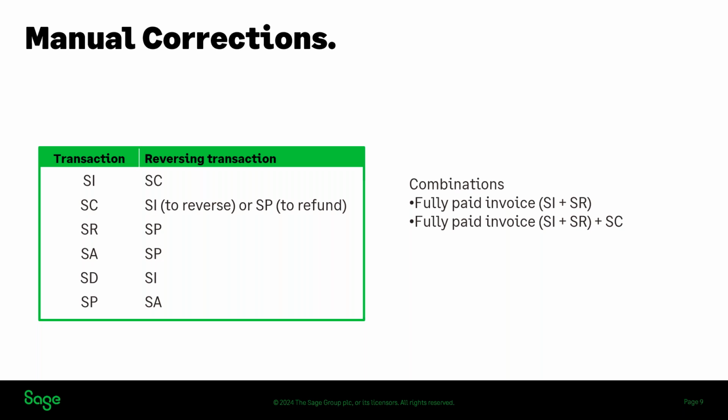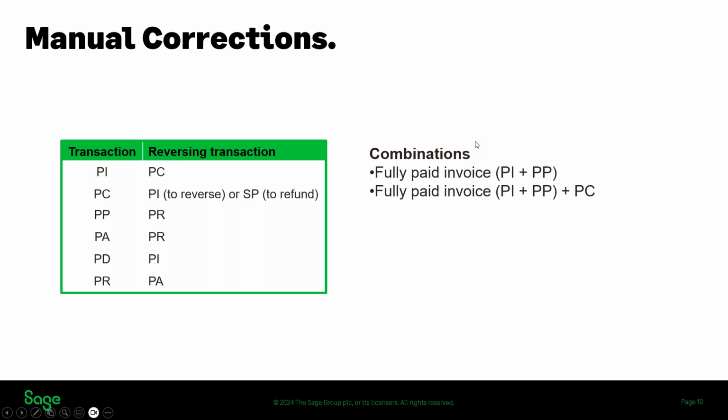So what I've done on these 2 slides is I've literally given you a table to show you what transactions reverse what, so that if you do find yourself in this situation, then you do have something to hand to help you navigate that situation. So I've done it for both customers and suppliers. Okay, so you can see what reverses what.